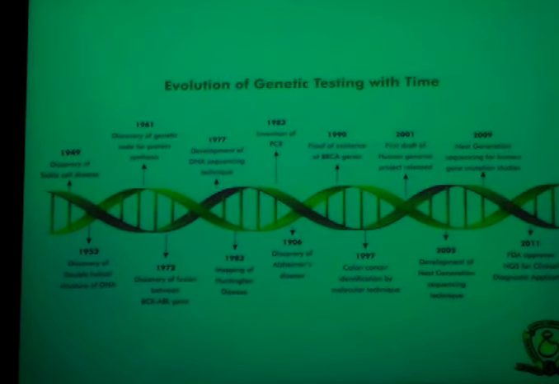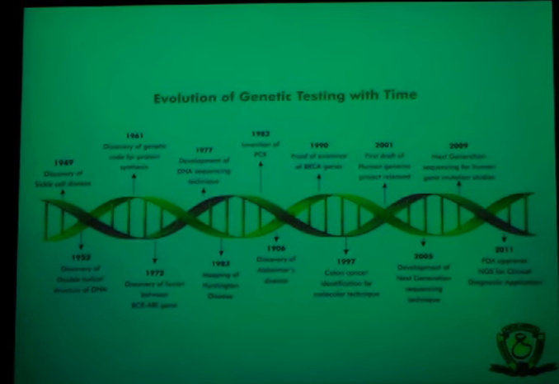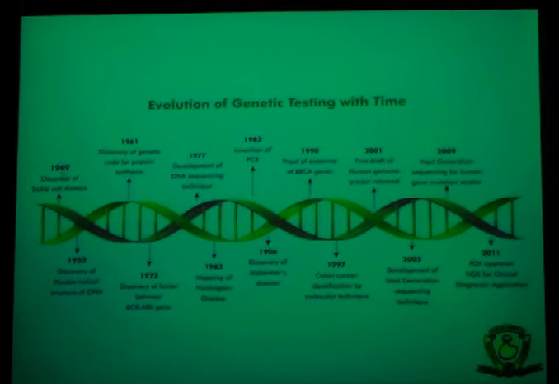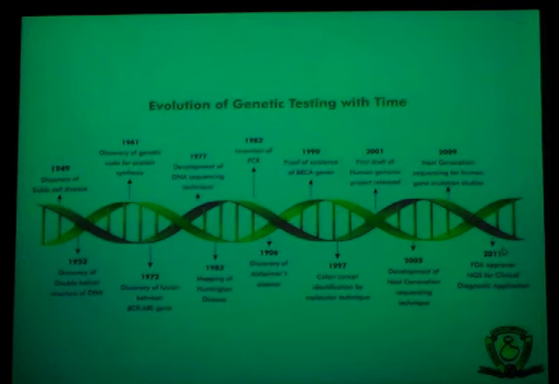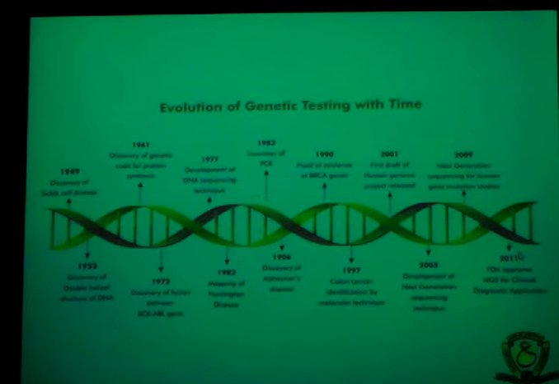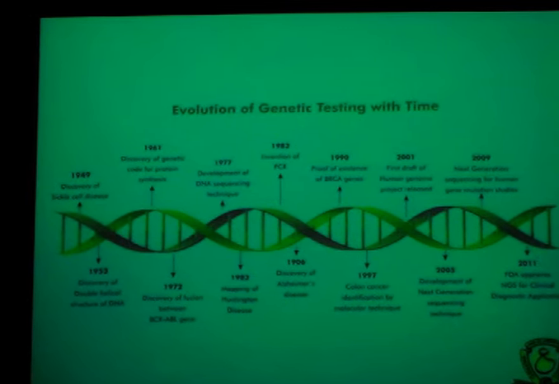And then genetic testing, how it evolved, right from the identification of sickle cell disease to the BCR-ABL gene that we will discuss now. So the discovery of the BRCA genes as causative factors for breast cancer, till the next generation techniques, and many diseases now are tested for the presence of genetic markers.